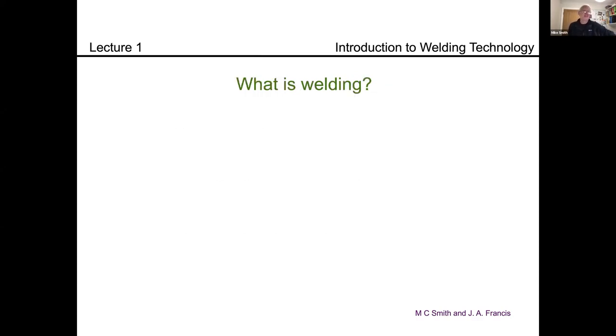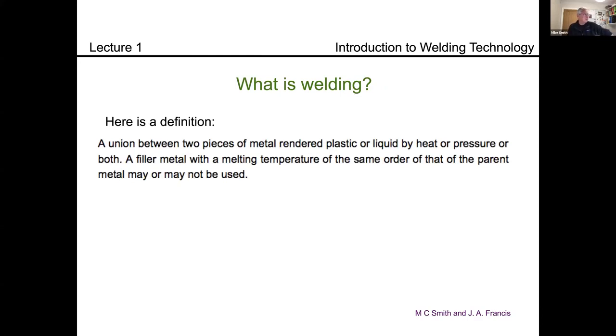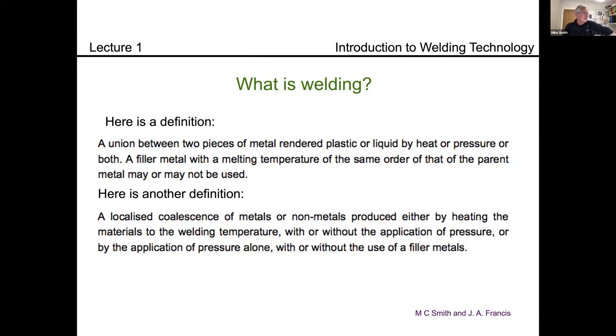So we need a definition to start off with. What do we mean by welding? Well, here's one definition you can find in a textbook. It's a union between two pieces of metal that are rendered plastic or liquid by heat or pressure or both. And you can use a filler metal between them with a melting temperature of the same order as that of the parent material if you want to. So that's one definition. And here's another. A localized coalescence of metals or non-metals produced either by heating the materials to the welding temperature, with or without the application of pressure, or by the application of pressure alone, with or without the use of a filler metal.